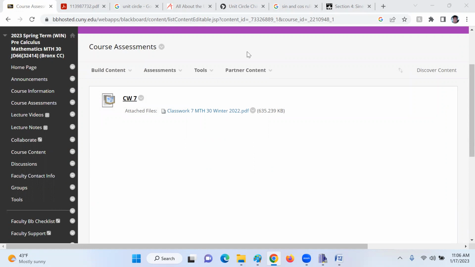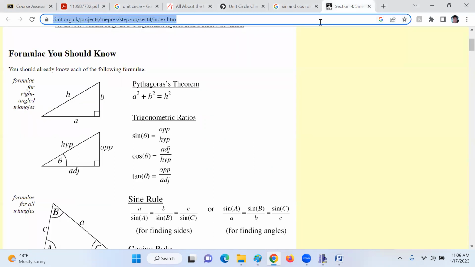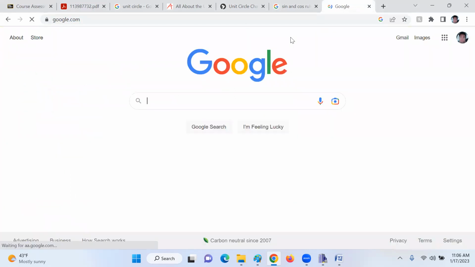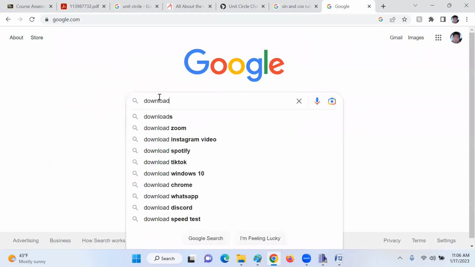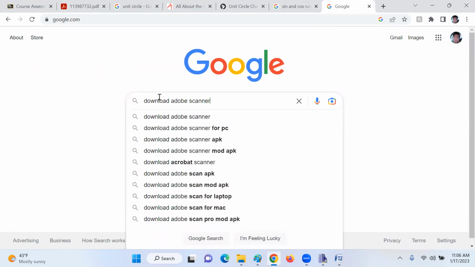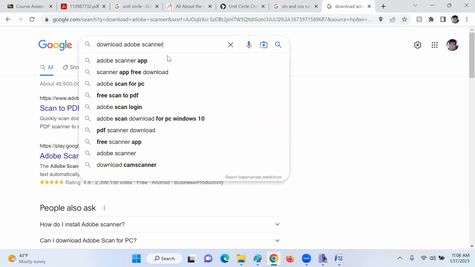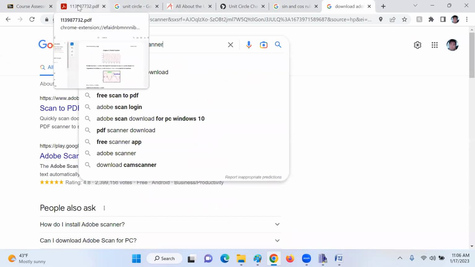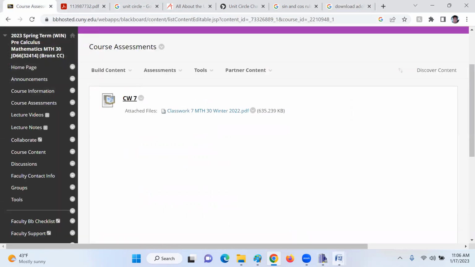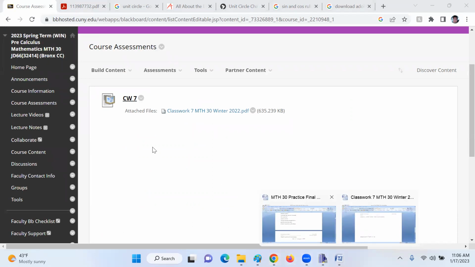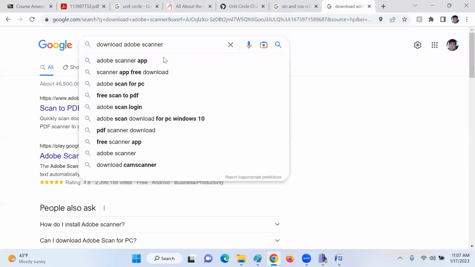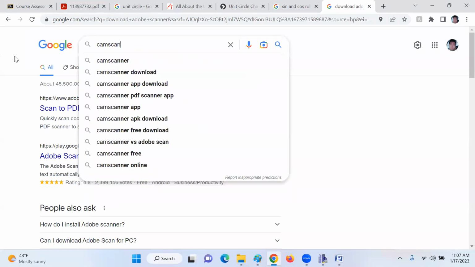Some of you might be wondering, how can I submit work on Blackboard? How many people do not know how to submit it? First, we can download the Adobe Scanner. This one is really good on your phone. We're going to do the classwork on a piece of paper, and then take pictures and convert them into a PDF file. Or we can use CamScanner. I think it's much easier.